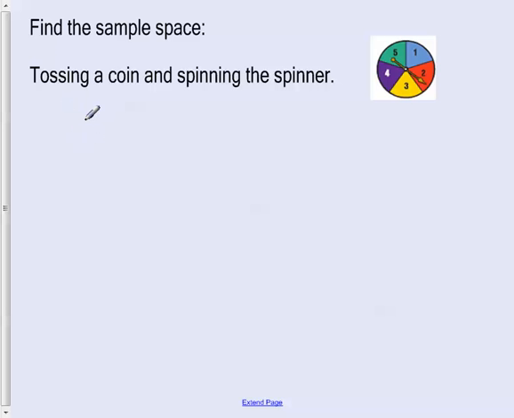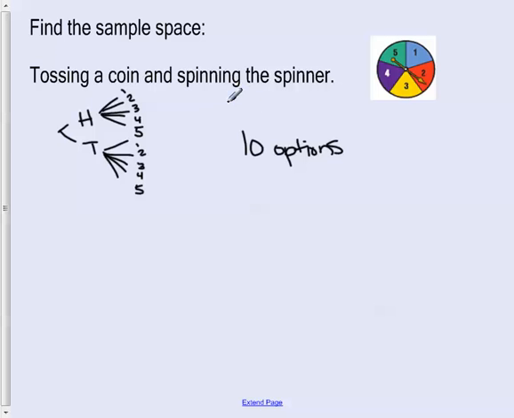Even if we tossed the coin first and we did heads versus tails, and then we spun this spinner, heads would have 5 options, tails would have 5 options. Okay, so when we look here, 1, 2, 3, 4, 5, 1, 2, 3, 4, 5. So we have a total of 10 possible options or possible outcomes. And the way we could figure this out if we didn't need to show the sample space would be 2 times 5.